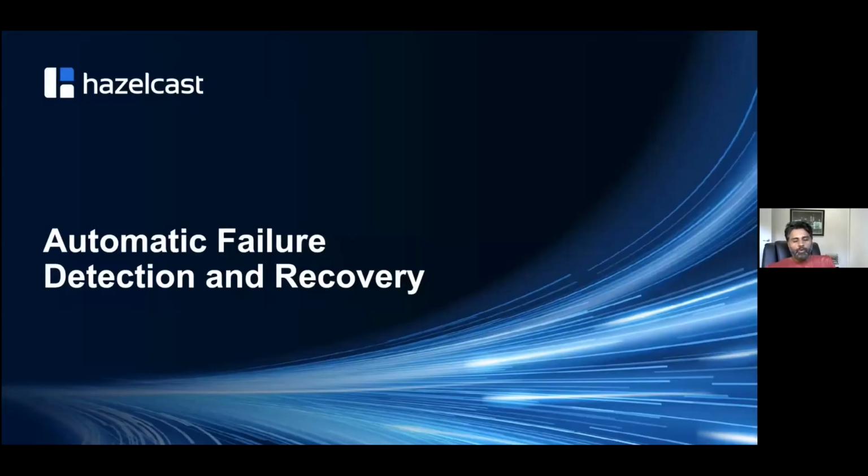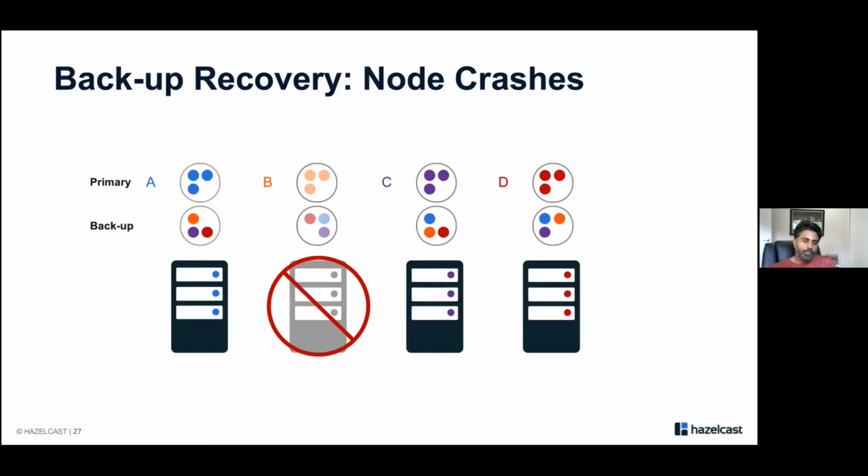Now, why do we have backups? Another aspect of flexibility is to deal with faults and failures. Every technology, every software that you run, every infrastructure is prone to faults. Some are in our control, some are not. So how does Hazelcast handle faults?